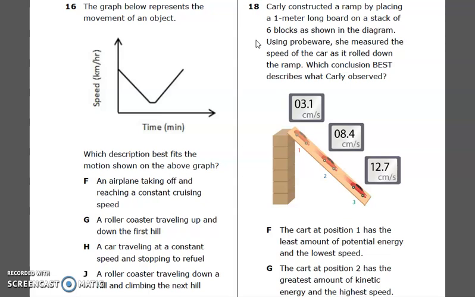Number 16. The graph below represents the movement of an object. Which description best fits the motion shown on the above graph? F, an airplane taking off and reaching a constant cruising speed. G, a roller coaster traveling up and down the first hill. H, a car traveling at a constant speed and stopping to refuel. J, a roller coaster traveling down a hill and climbing the next hill.